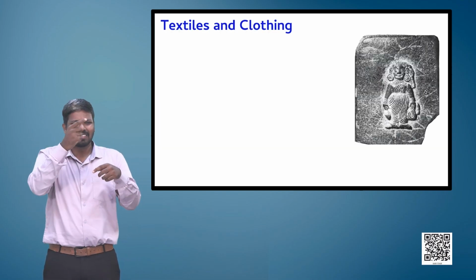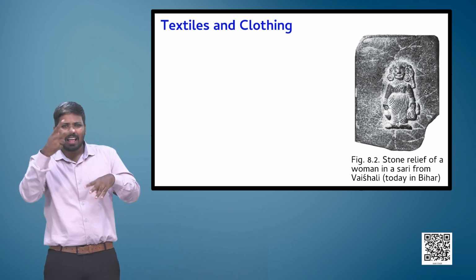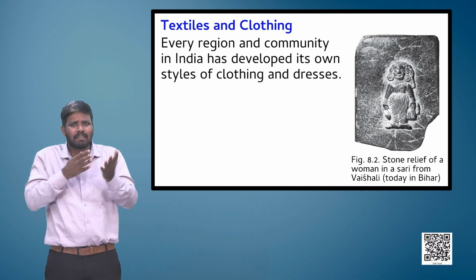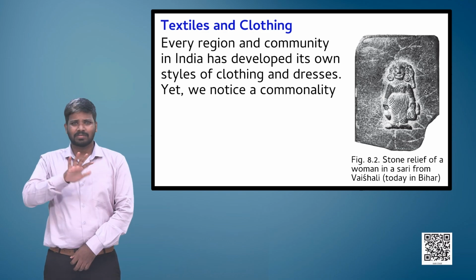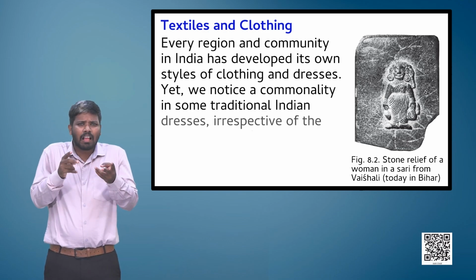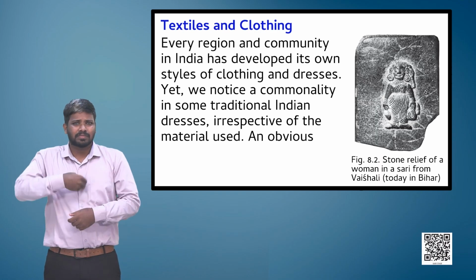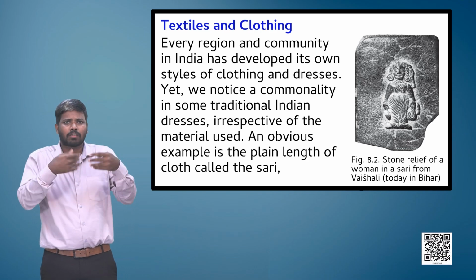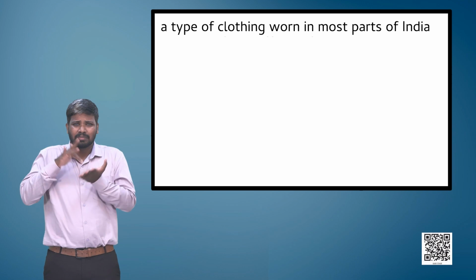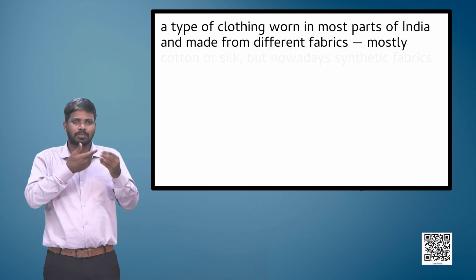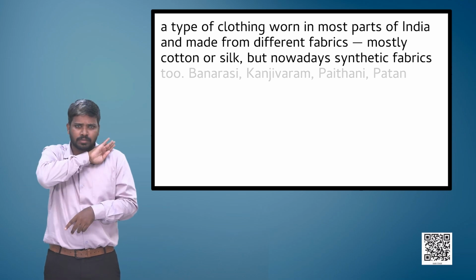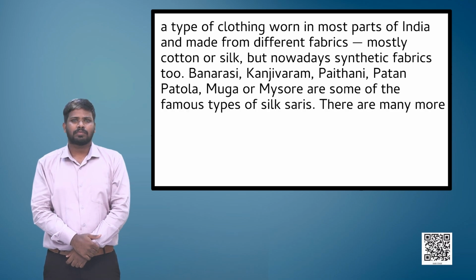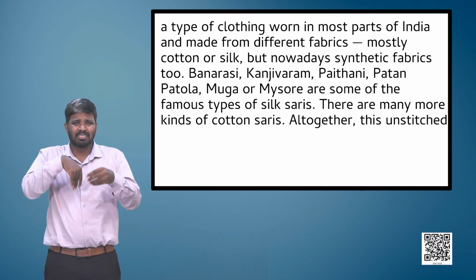Textiles and clothing. Every region and community in India has developed its own styles of clothing and dresses. Yet, we notice a commonality in some traditional Indian dresses, irrespective of the material used. An obvious example is the plain length of cloth called the sari, a type of clothing worn in most parts of India and made from different fabrics, mostly cotton or silk. But nowadays, synthetic fabrics too. Banarsi, Kanjivaram, Patni, Patan Patola, Muga or Mysore are some of the famous types of silk saris. There are many more kinds of cotton saris.